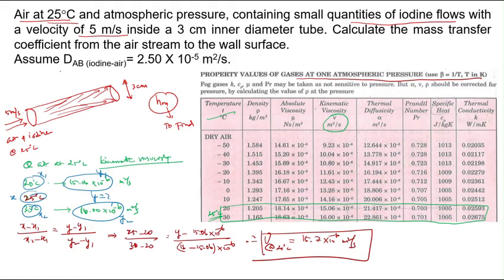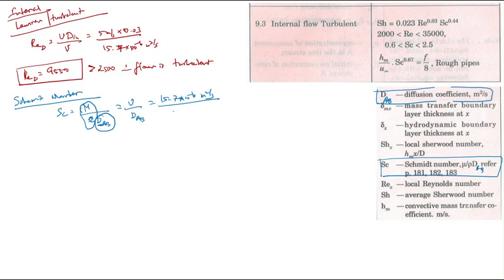It is equal to 2.50 into 10 to the power of minus 5 meter square per second. So with the units of meter square per second, finally you can get the Schmidt number. The Schmidt number value is approximately 1.914. So this second step is over. After finding the Schmidt number, we are going to find the Sherwood number.